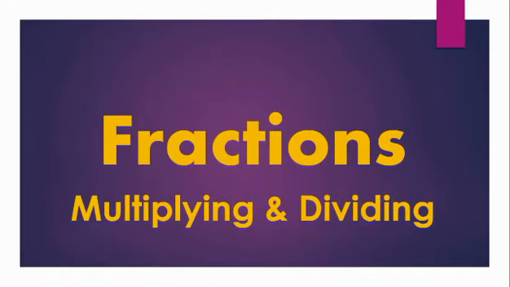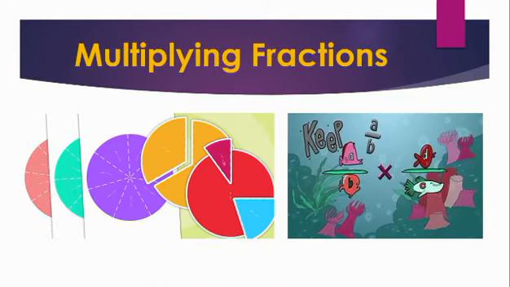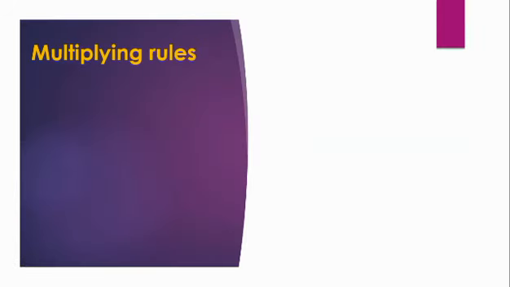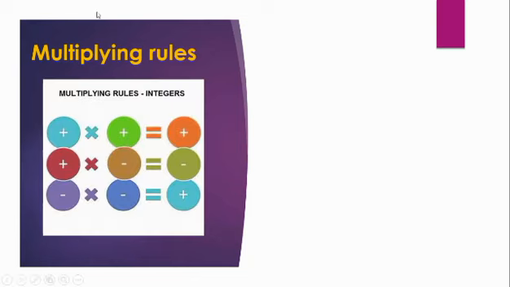Multiplying and dividing. First, multiplying fractions. Before multiplying fractions, we have to know the formula or the rules of multiplying integers. Same sign equals positive, different sign equals negative.